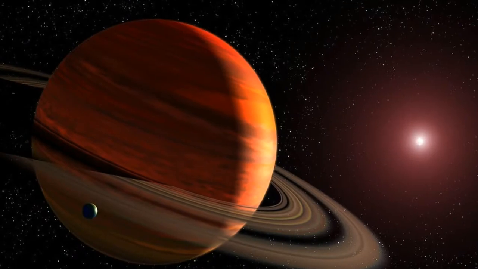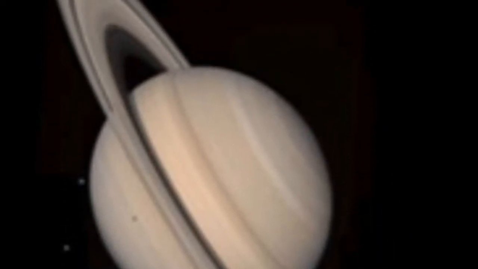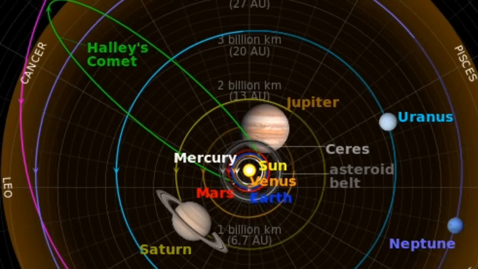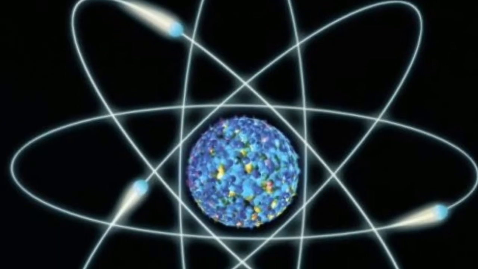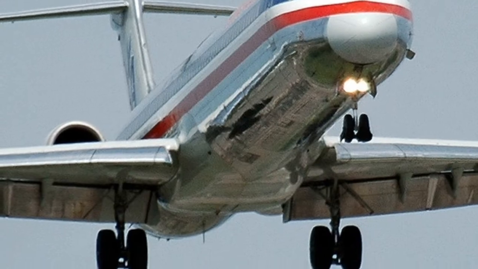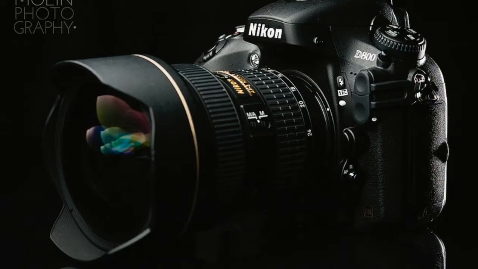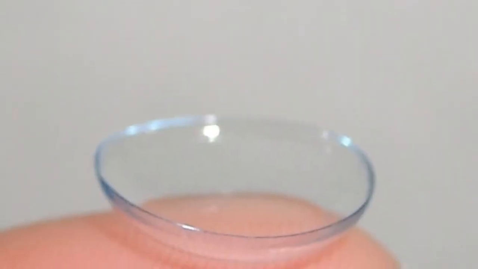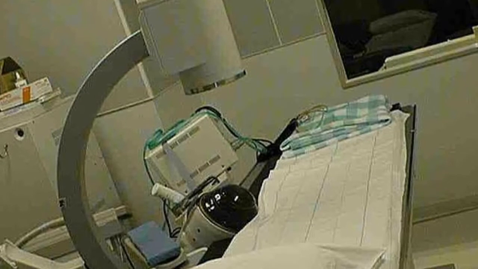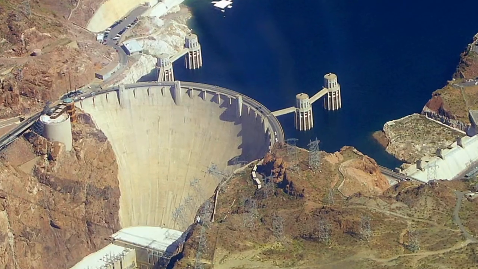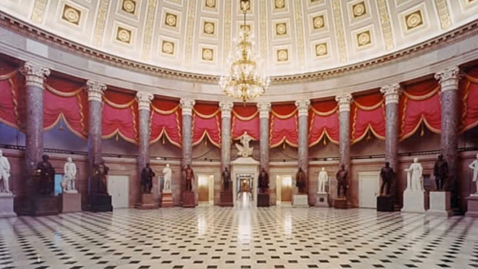Actually, the elliptical shape has a very unique property that's used in many things, like astronomy, physics, aerodynamics, optics, medical equipment, and architecture. In fact, the coolest thing about architecture has all to do with the ellipse.